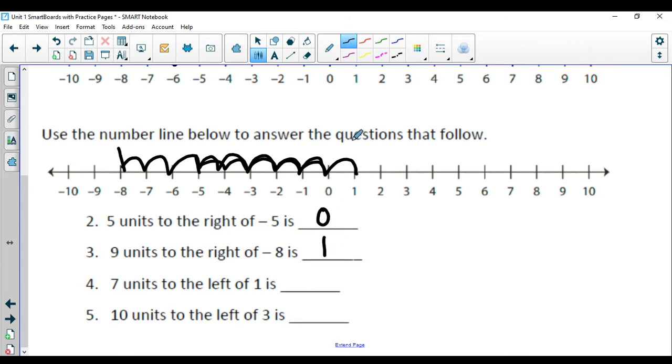7 units to the left of 1. I'm going to actually switch up some colors here. So we're going to start here and go 7 to the left. 1, 2, 3, 4, 5, 6, and 7 is going to take me down to -6. 10 units to the left of 3. So I'm going to start here and go left 10. 1, 2, 3, 4, 5, 6, 7, 8, 9, 10, which is going to take me down to -7 here.